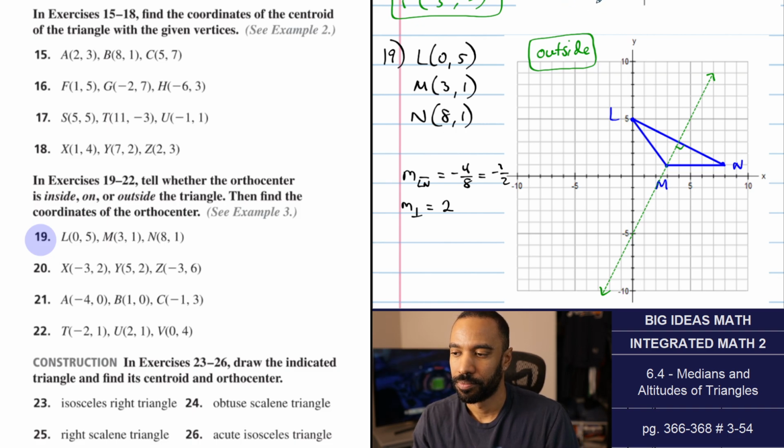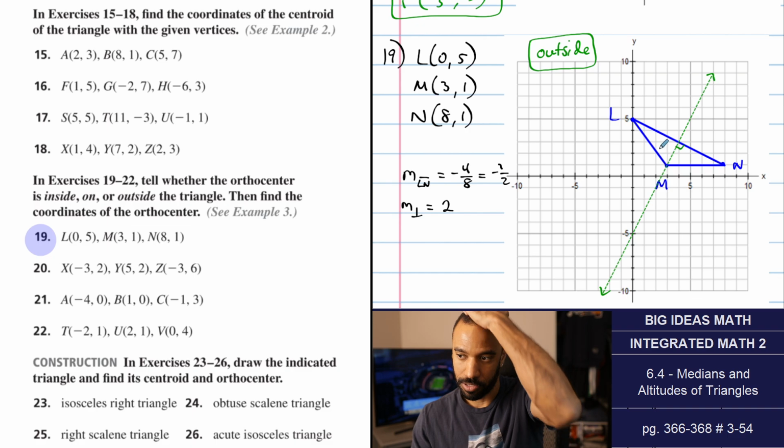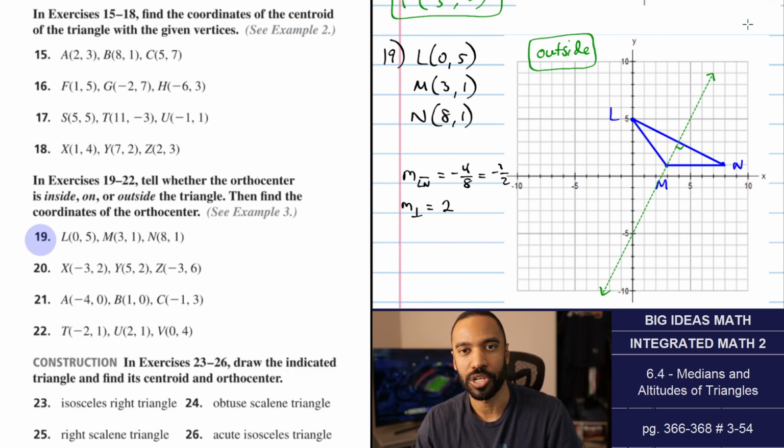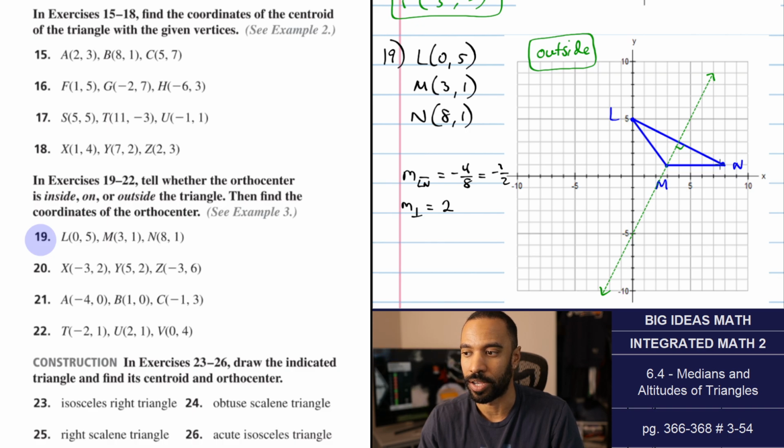Now the other two, what else do I need? I need an altitude from N to LM and from L to MN. Now the problem with these ones is they are drawn by extension of the sides. This is why obtuse triangles have an orthocenter that intersects outside of the triangle. This dotted line here is not a perpendicular or an altitude, but it is the extension of this side here. I want to extend it out to here because I need to draw an altitude from L to MN.